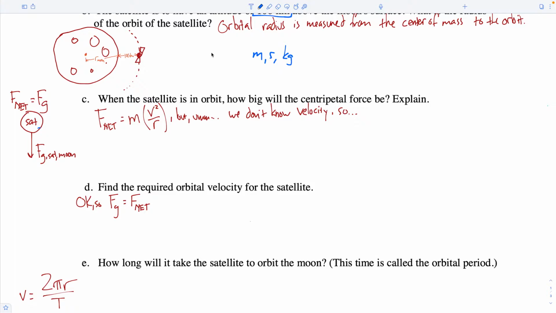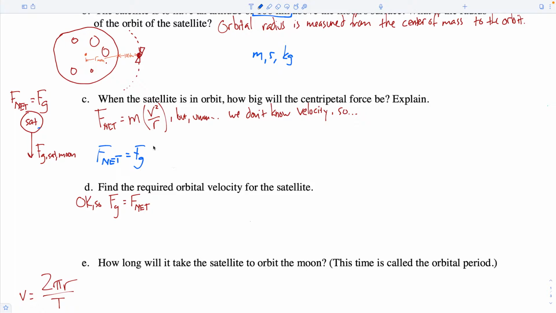Okay, so when it's in orbit and it's asking how big the centripetal force will be, well, up to this point when we've been calculating centripetal force, typically what we've said is that centripetal force is the net force, and it's equal to the mass of the object times its velocity squared divided by the radius. But like it says here, we don't know the velocity of the satellite, so we can't use this equation. But we do know that the net force is equal to the force of gravity.